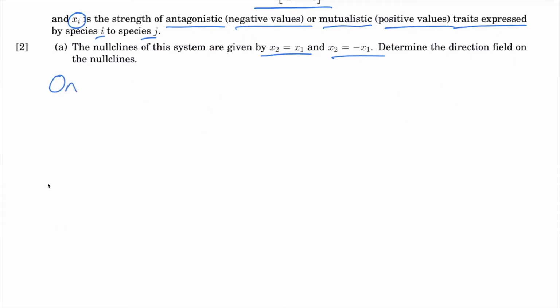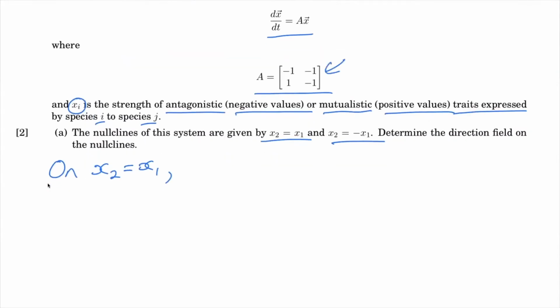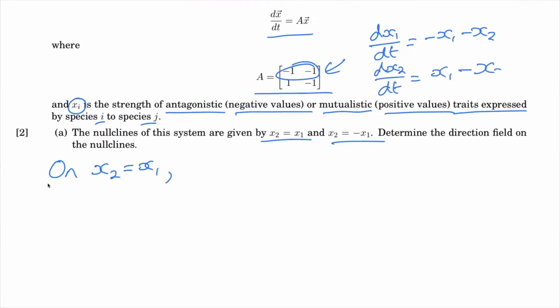So let's look at our first null line, when x2 is equal to x1. What do we know? Our equations here are coming from this matrix, so let's write this out. dx1/dt is going to equal -x1 - x2. That's from this first row here. And dx2/dt is going to equal x1 - x2.